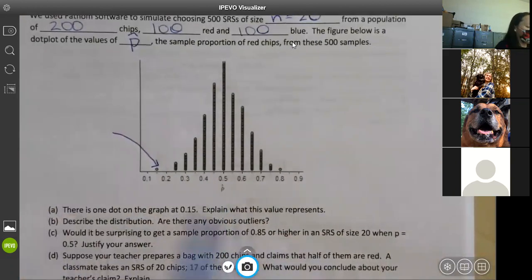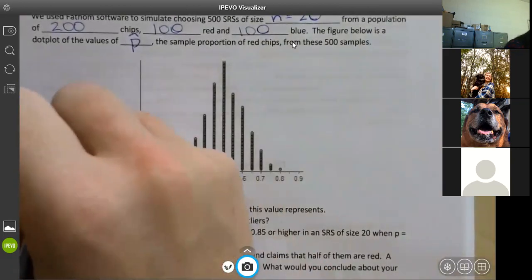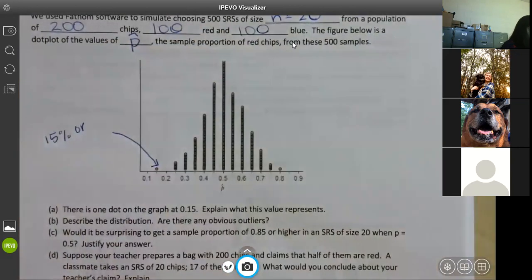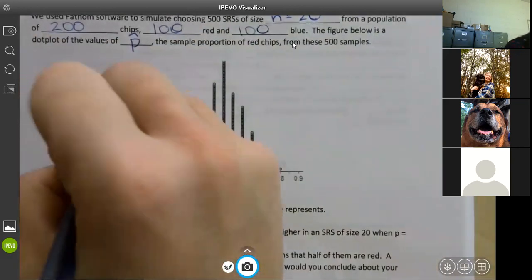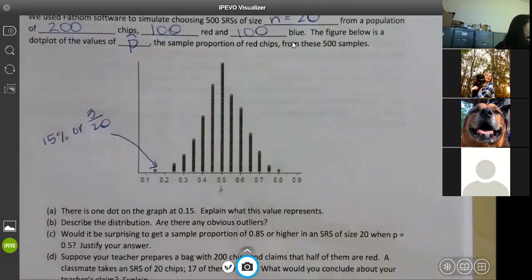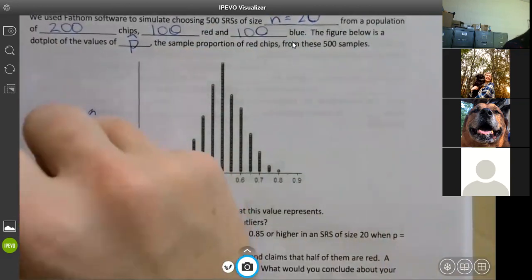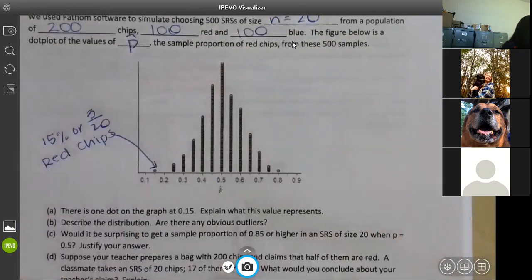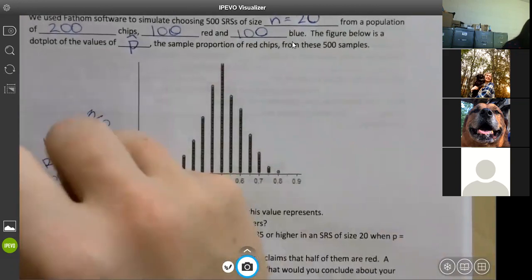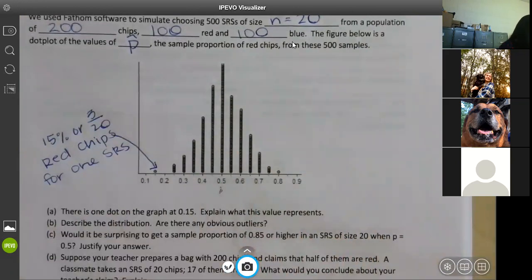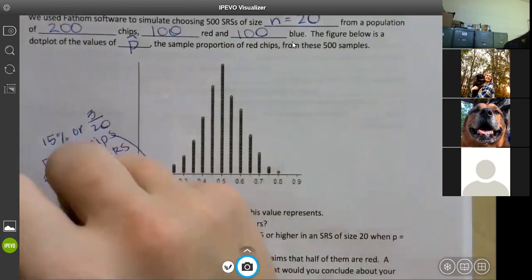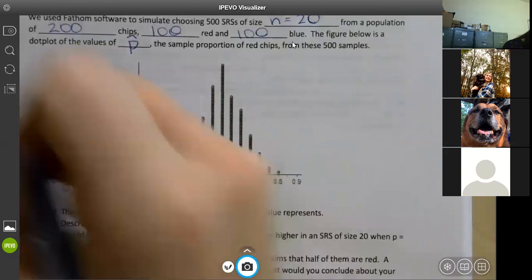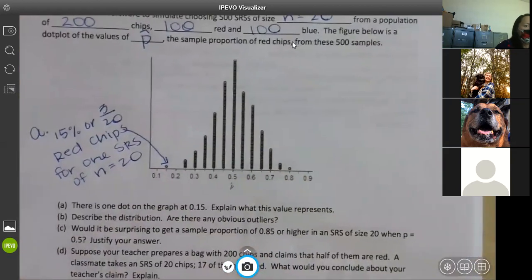A percentage, right? So where is this at? 15%. So 15%, or that would be 3 out of 20 red chips for one SRS. Remember, that's one singular dot, one SRS of n equals 20. So this is part A.